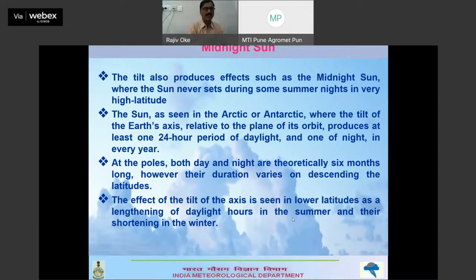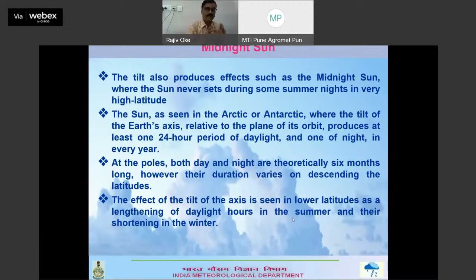So the last one is the midnight sun. This tilt also produces effects such as the midnight sun. This thing I have already experienced during my stay at Antarctica for 1 year. Recently I participated in the 40th Antarctica expedition, where the sun never sets during some summer nights at very high latitudes. The sun is seen in the Arctic or Antarctic, where the tilt of the Earth's axis relative to the plane of its orbit produces at least one period of daylight and one night of 24 hours.